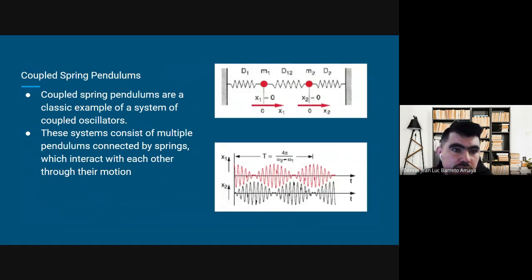Coupled spring pendulums are a coupled system, and the coupled oscillation is an undulation. Coupled spring pendulums are the classic example of a system of coupled oscillations. The system consists of multiple pendulums connected by a spring, which interact with each other through the motion.